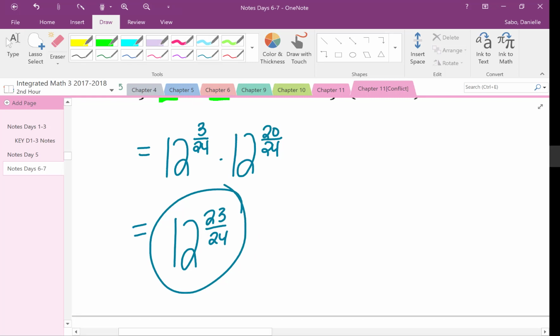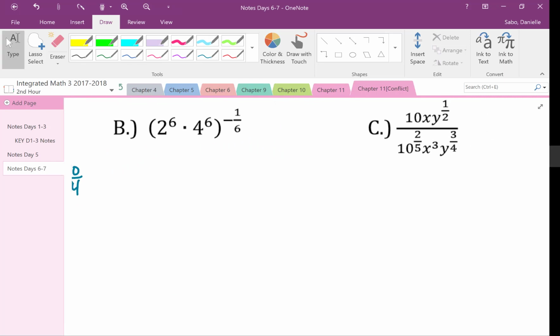Okay, let's look at the next one. Yeah, so technically this needs to go into the denominator. There's more than one way to do this. Okay, I said it right because sometimes my English is not the best. That's why I teach numbers.